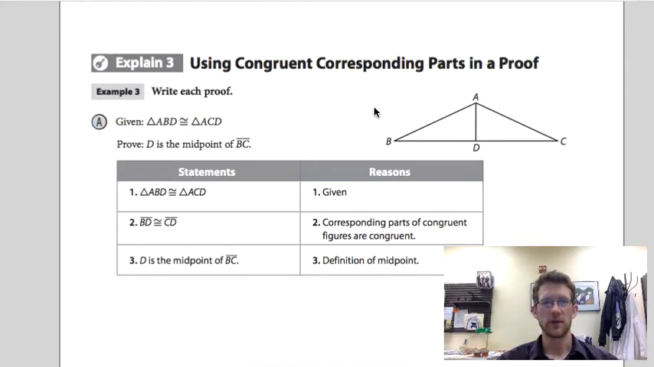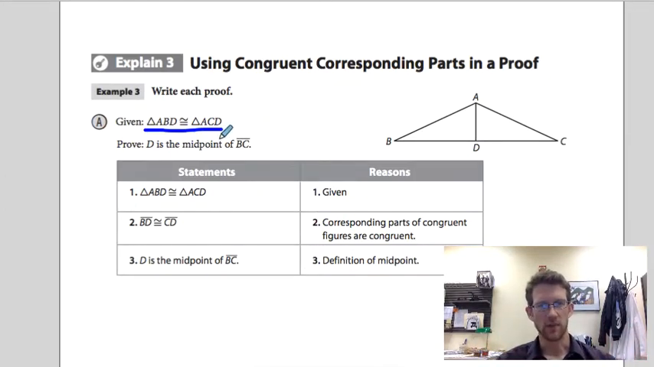So the given information is this figure. We're not going to draw the figure, but this figure is part of the given information. And then this statement here. In this case, the statement says triangle ABD is congruent to triangle ACD. They're telling us these two triangles are congruent. So same size, same shape. They may be oriented just a little bit differently.